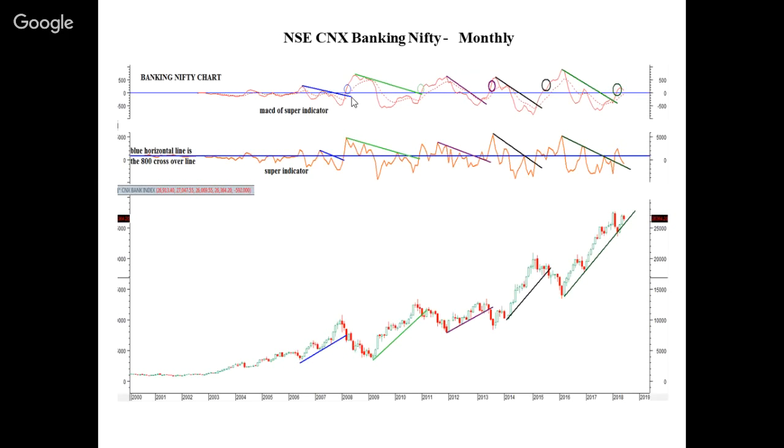So what happens is this is the monthly chart. For the super indicator, we will have to wait for the month to get over for the actual reading. So in 2008, we got our reading in probably February or March, when the market had already fallen 10-15% from the highs.